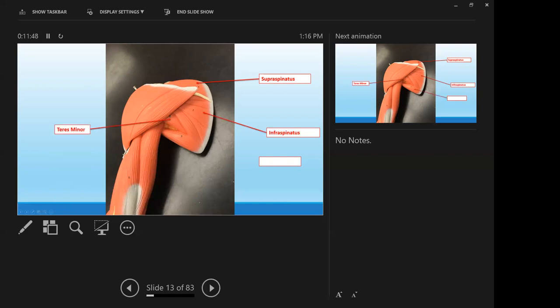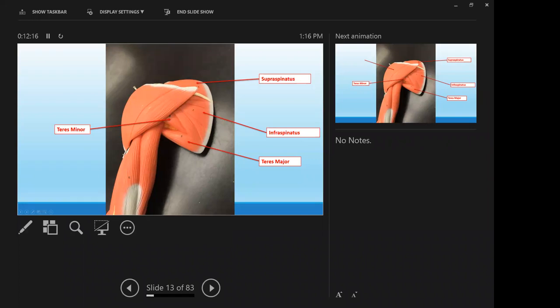You have a teres major, which is right there, but the teres major is not part of the rotator cuff, even though they share the same name. If you have a major, you're going to have a minor. If you have a minor, you're going to have a major. The teres minor and the infraspinatus and the supraspinatus are three of the four rotator cuff muscles.